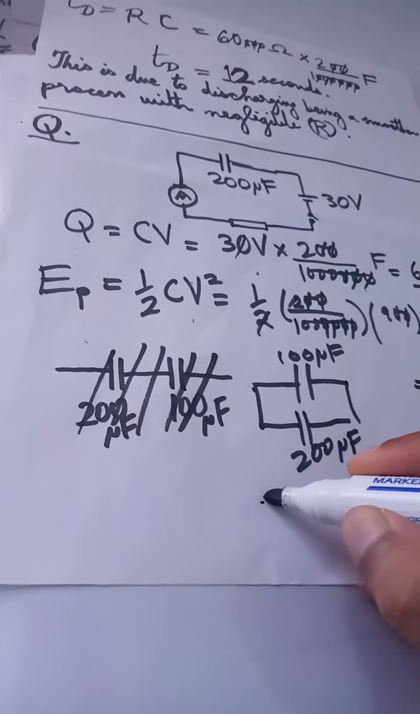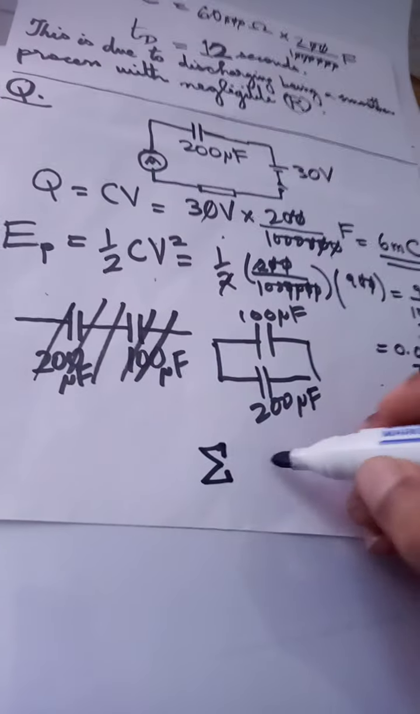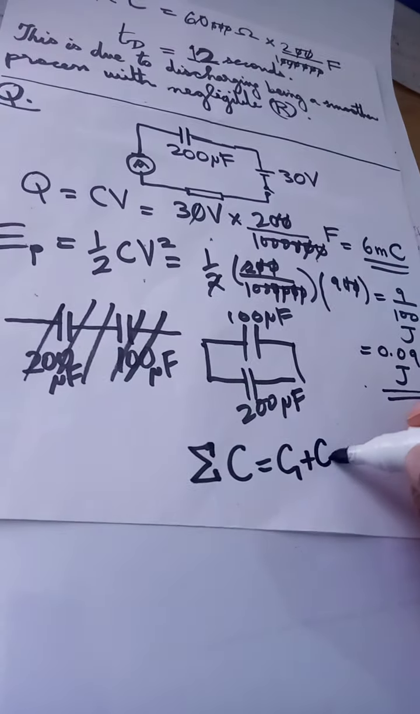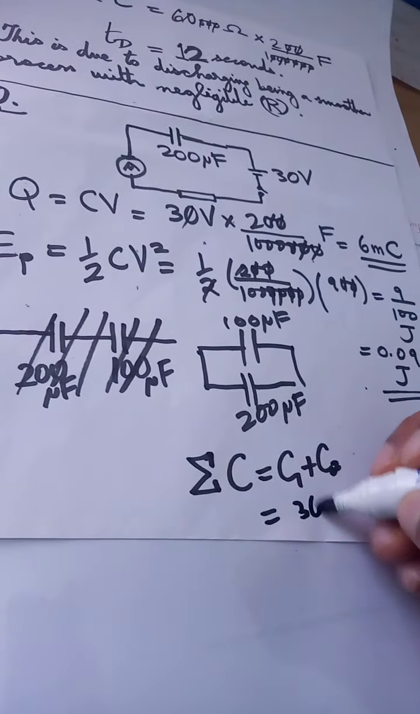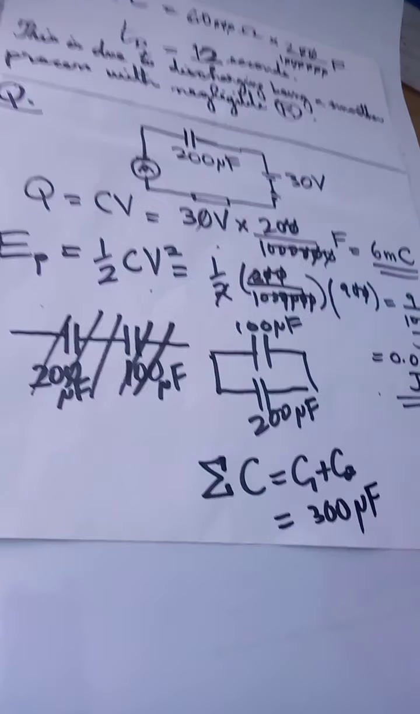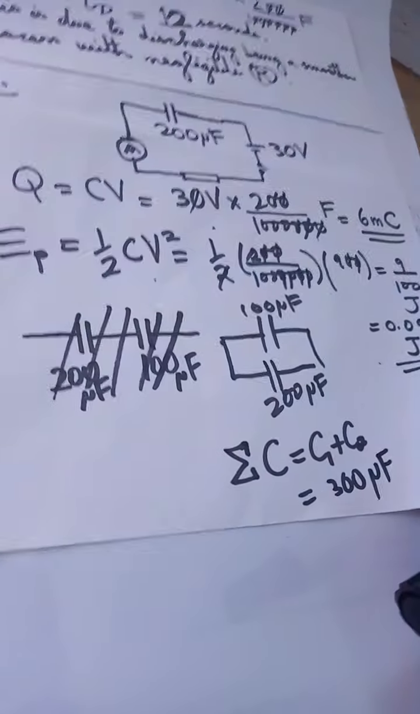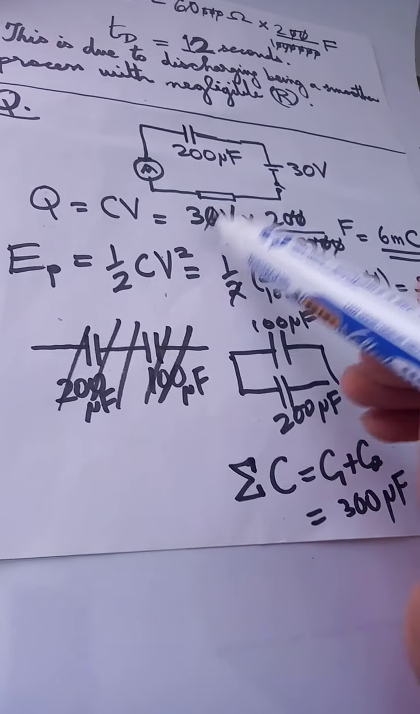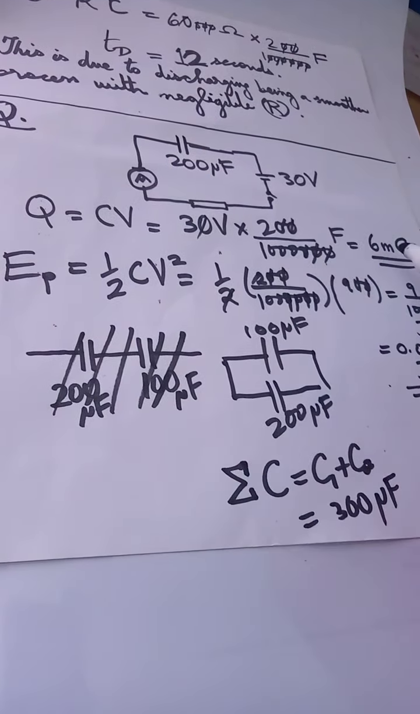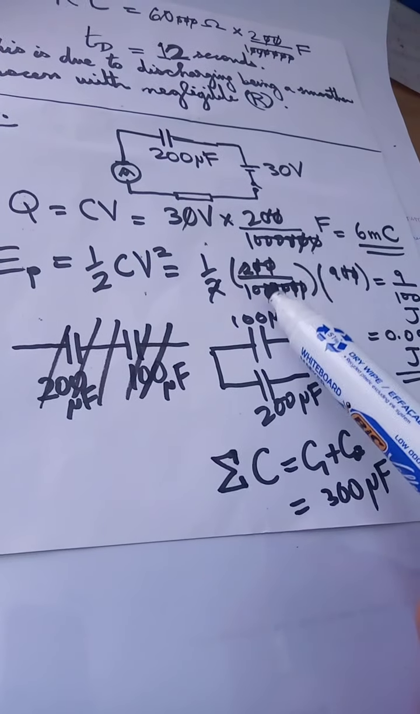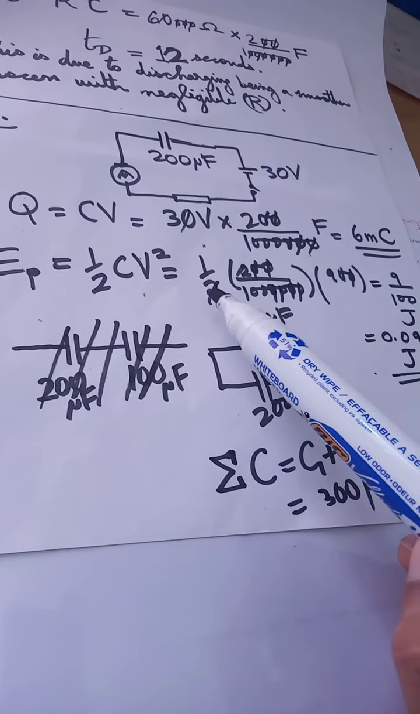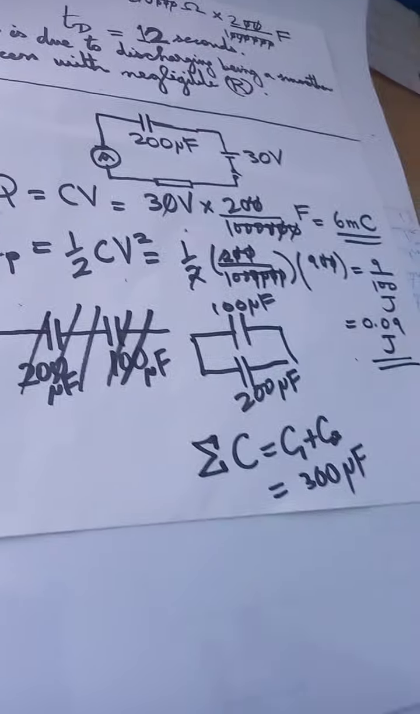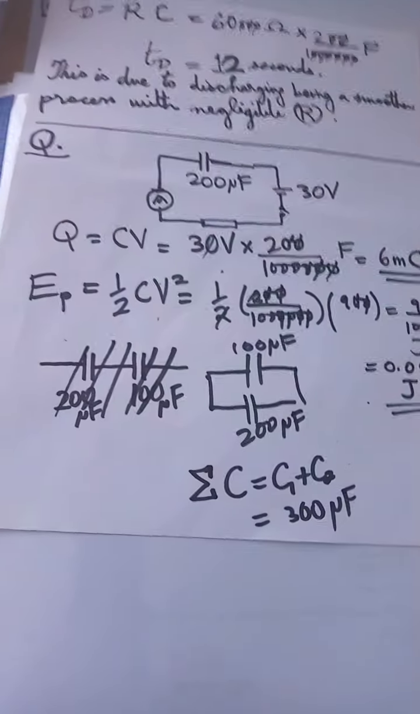So the total capacitance would be C1 plus C2, 300 microfarads. Now I want you to do the calculation with 300 microfarads. So you multiply 30 volts by 300 microfarads and get what? And then for the energy, multiply 300 microfarads times 900, divided by 2. So then what would you get? I'll do that for you and prove the impact of it.